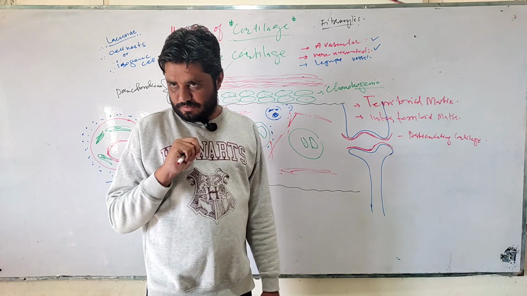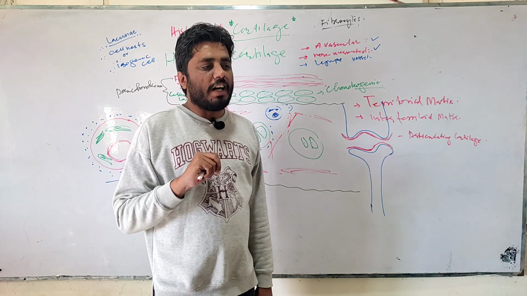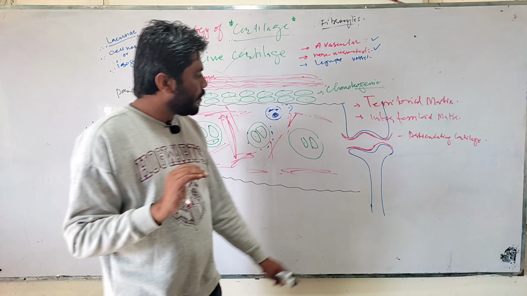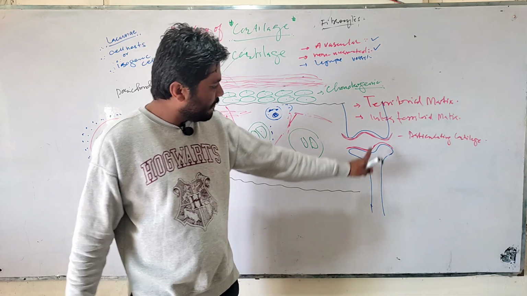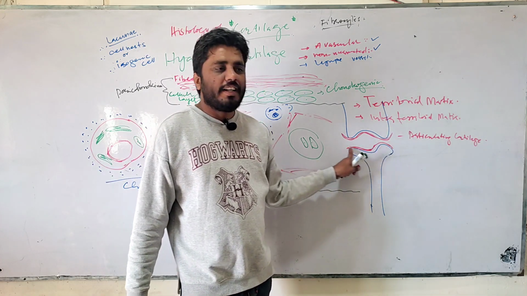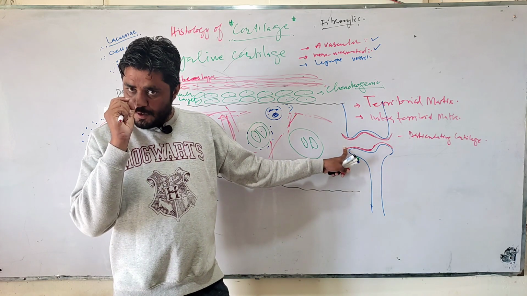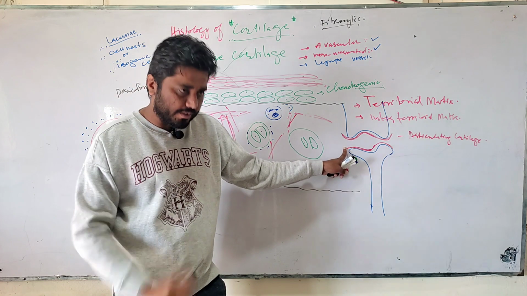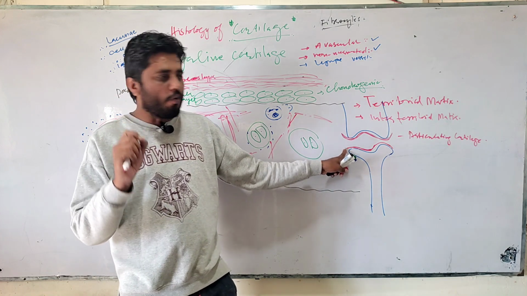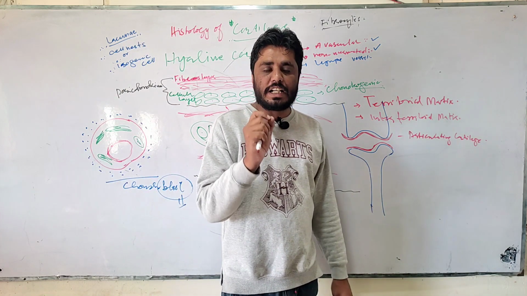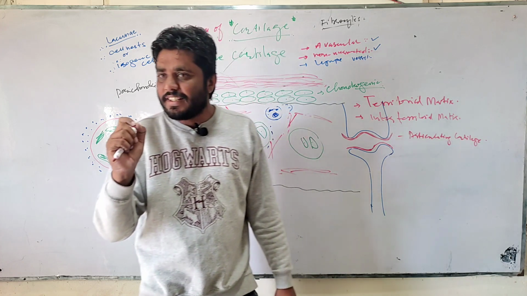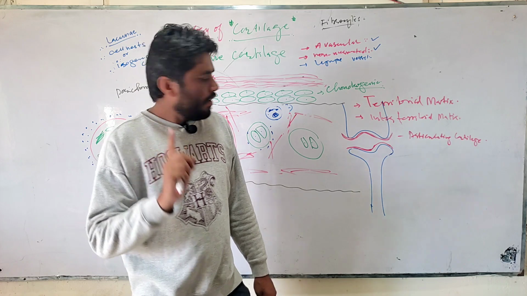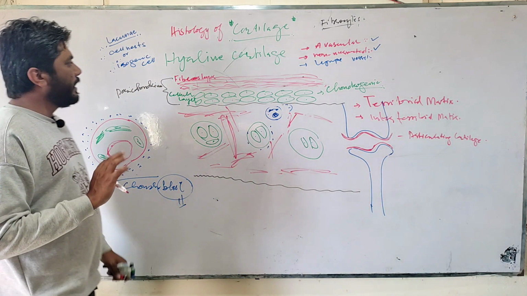It's very simple. Because this articular cartilage, or hyaline cartilage, is found mostly near the synovial joint. Here you will find what? The nutrition requirement will be fulfilled by synovial fluid. The nutrition requirement of articulating cartilage will be fulfilled by synovial fluid. That's clear.